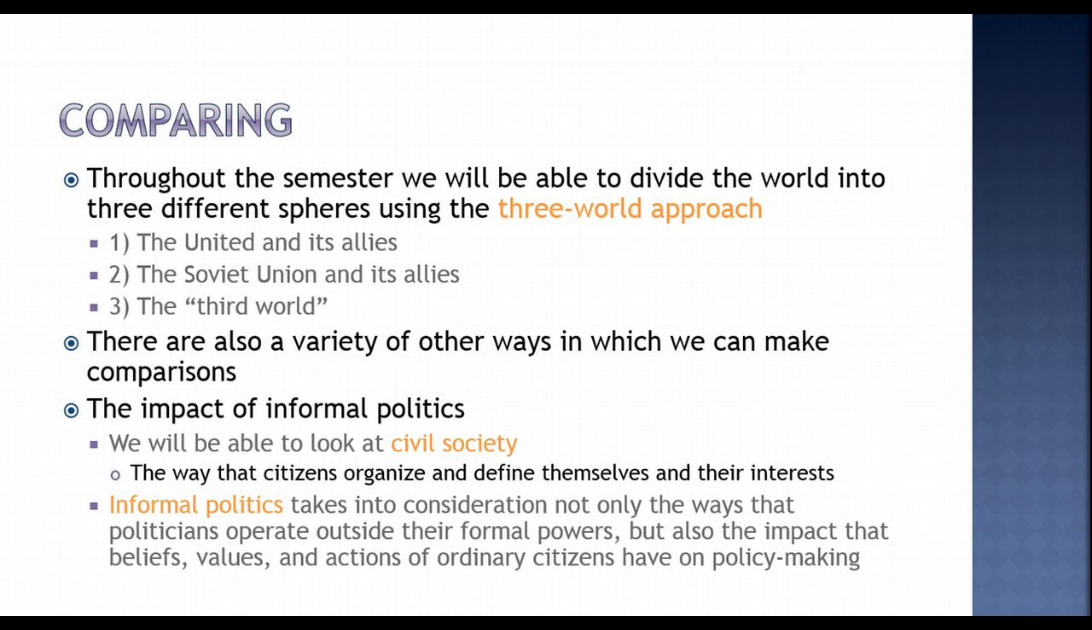There are also a variety of other ways in which we can make comparisons, and we'll look at these a little bit as well. The impact of informal concepts. So we'll be able to look at civil society, the way that citizens organize and define themselves and their interests. So how do societies, how do people do things? Informal politics. We're going to look at that and see how that takes into consideration not only the ways that politicians operate outside their formal powers, but also the impact that beliefs, values, and actions of ordinary citizens have on policymaking. So how do people impact policy?